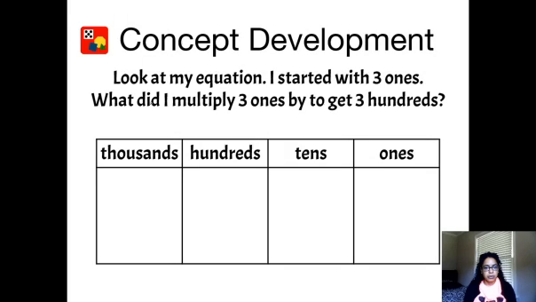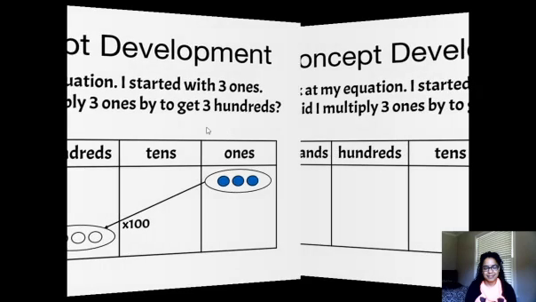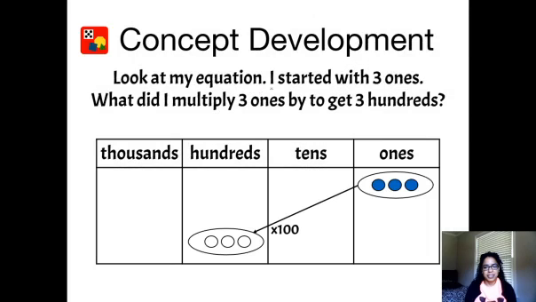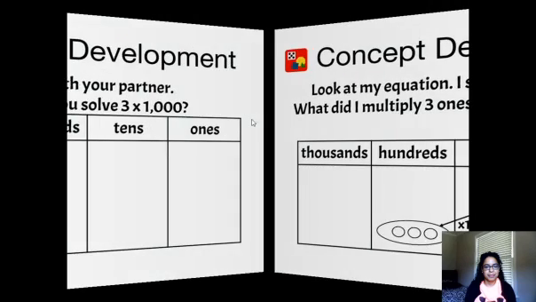Alright, so look at my equation. I started with 3 ones. What did I multiply 3 ones by to get 3 hundreds? And I just went over that. So, let's keep it moving.